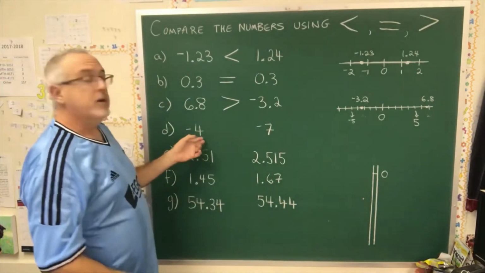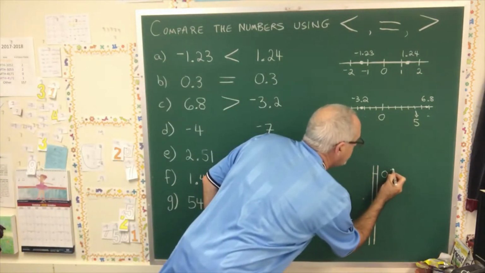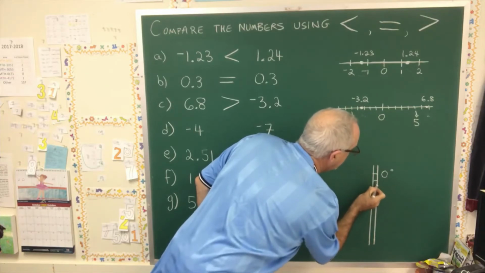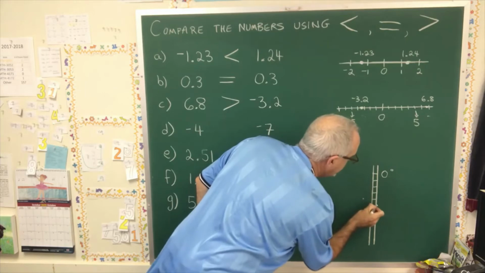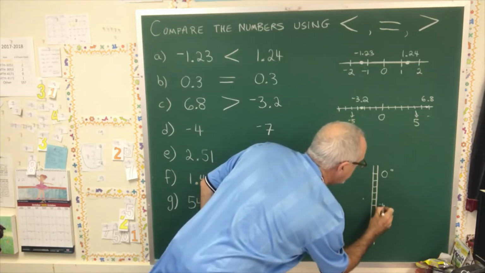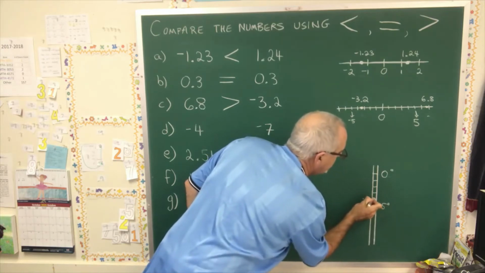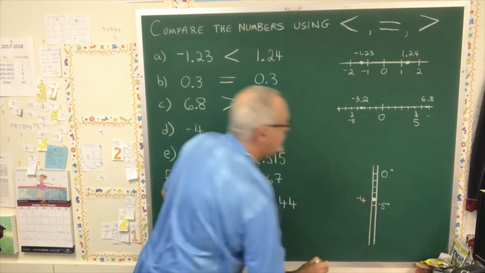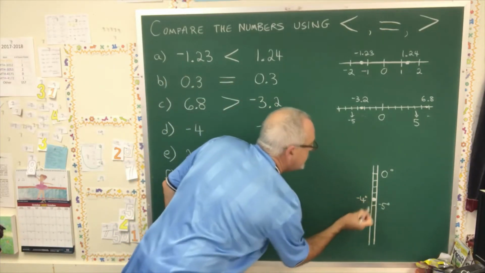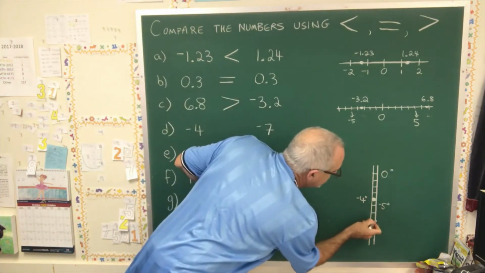So if we have negative 4 degrees and negative 7 degrees, well, I have 0 degrees on my thermometer here, and I'm going to count lines: negative 1, negative 2, negative 3, negative 4. This will be negative 5 degrees. And negative 4, therefore, will be here where I'm putting the dot, and I'll label it. And then negative 7, I need a line for negative 6, a line for negative 7, that's where the dot's going to go.